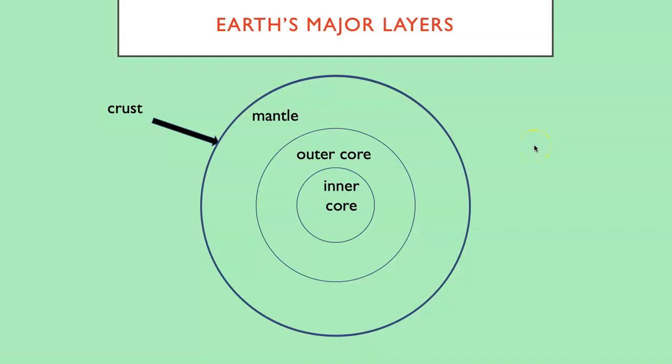It's important to know which ones are solid and which ones are liquid for a number of reasons. So the crust that we live on is solid rock, and the mantle is also solid. The outer core is liquid, and if you remember, it's the electrons moving in that outer core that creates our magnetic field. And then the inner core is solid.